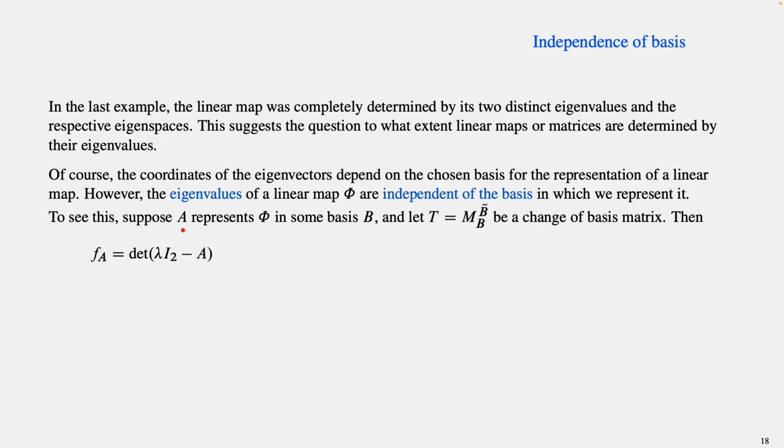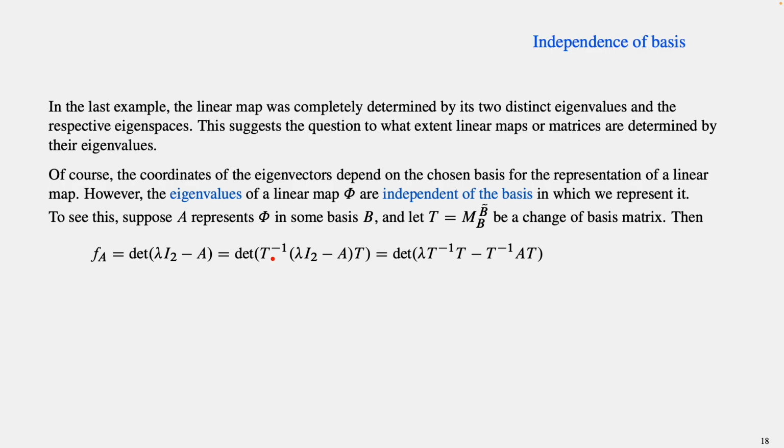So suppose A is a matrix that represents a linear map phi in some basis B. And suppose there's some other basis B tilde and T is the change of basis matrix from B tilde to B. Then we compute the characteristic polynomial of the matrix A, which is by definition the determinant of lambda times identity minus A. And now, because determinants are invariant under conjugation, the determinant of this matrix does not change if we multiply it on the left by T inverse and on the right by T. This is something we learned in the previous chapter. This is simply a property of determinants.